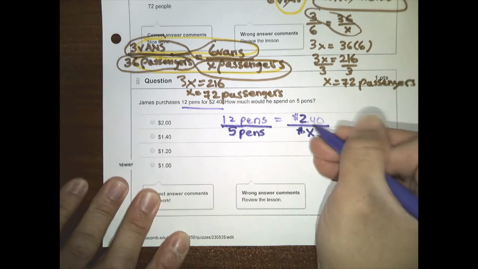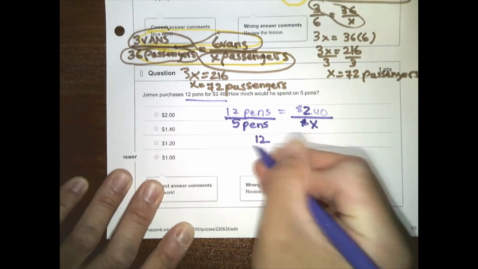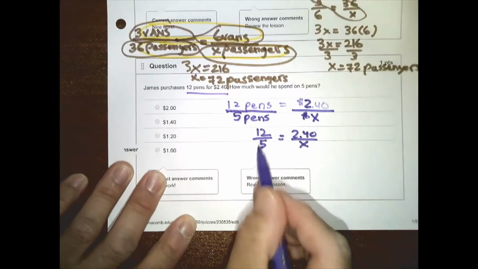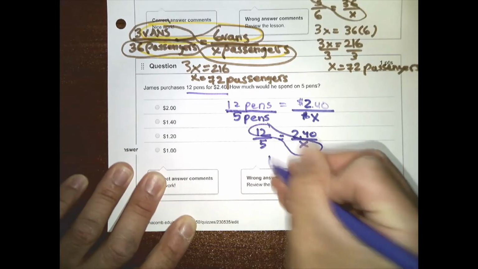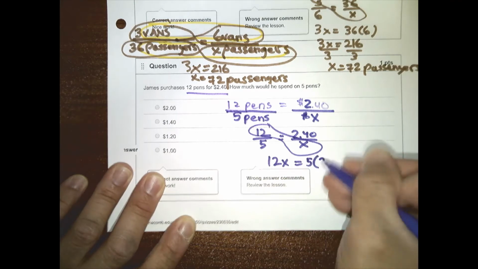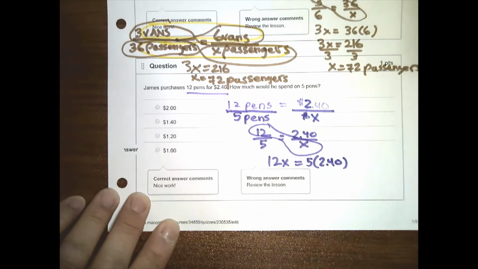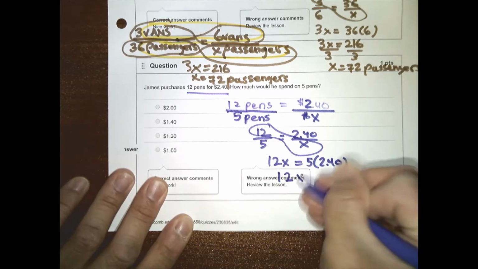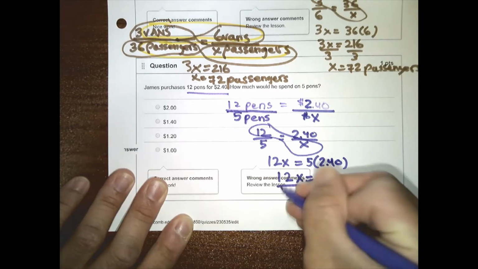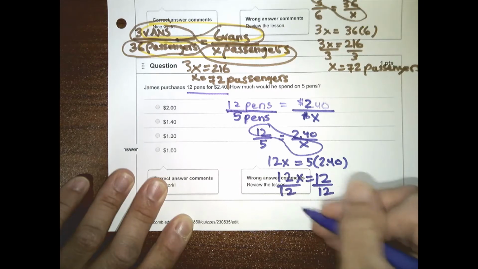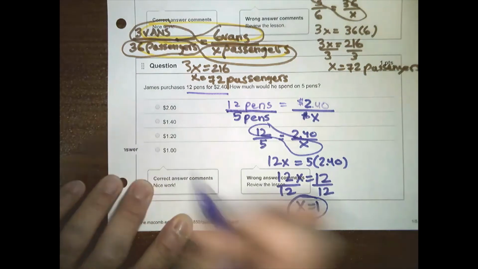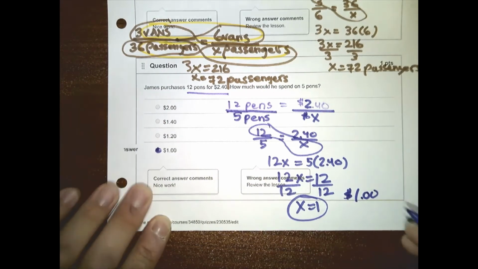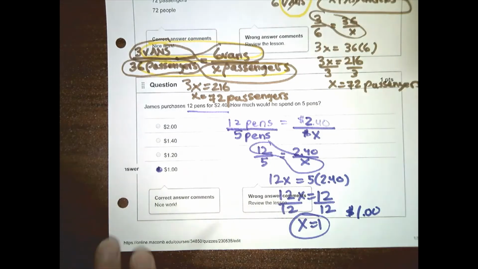So 5 pens is equal to X dollars, because I don't know the dollar amount. So now I just need to think about it as 12 over 5 equals 2.40 over x. I go ahead and cross multiply, so 12x equals 5 times 2.40. So what do I have? 5 times 2.40 is 12. So 12x equals 12. I divide by 12 on each side, so x is equal to 1. So $1 for 5 pens.